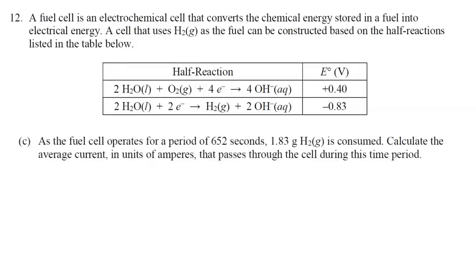As the fuel cell operates for a period of 652 seconds, 1.83 grams of hydrogen gas is consumed. Calculate the average current in units of amps that passes through the cell during this time period. What makes this question a little bit different than the ones you've seen before is that in the previous questions involving current, we were given the amount of amps, but now we actually have to calculate that.